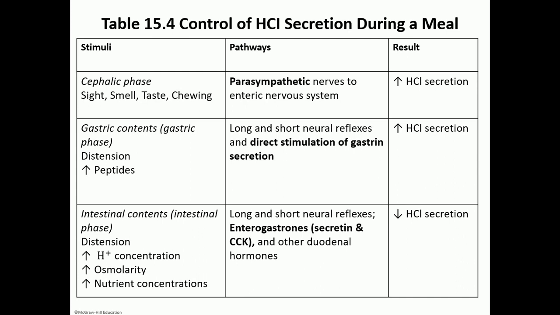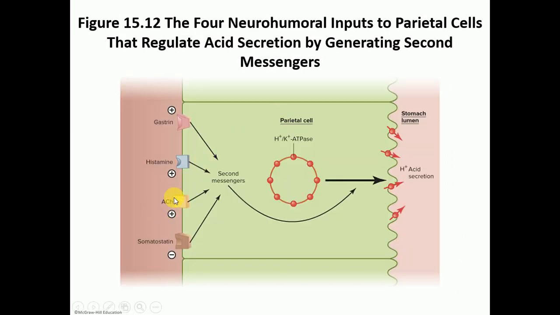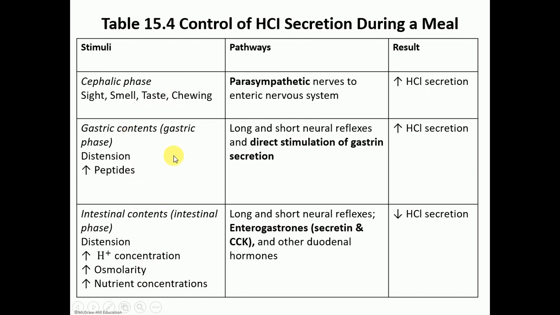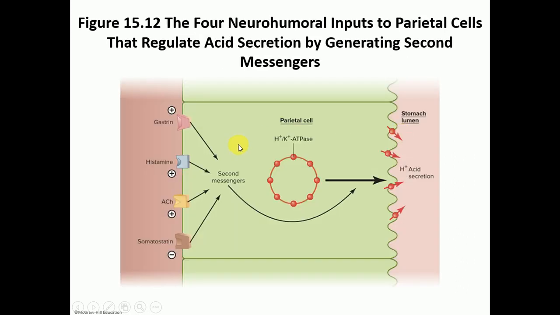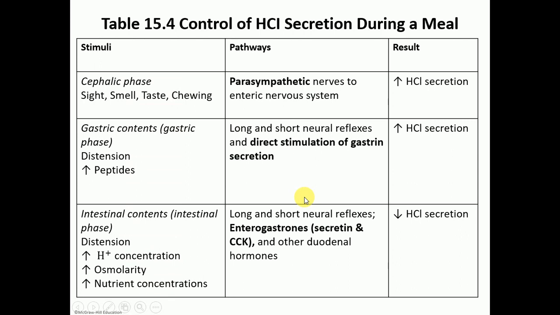So how do we control hydrochloric secretion? Again, 3 phases: cephalic phase, meaning that we have not eaten yet, we are thinking or seeing food or smelling food. That is under your parasympathetic. So parasympathetic is going to stimulate the hydrochloric secretion through acetylcholine. Gastric contents, that is your gastric phase. So the distension of the stomach, especially if we're eating lots of protein, is going to stimulate your long and short neural reflexes, and also the release of gastrin. That is going to increase your hydrochloric secretion. So going back to that gastrin hormone, it'll stimulate this enzyme.